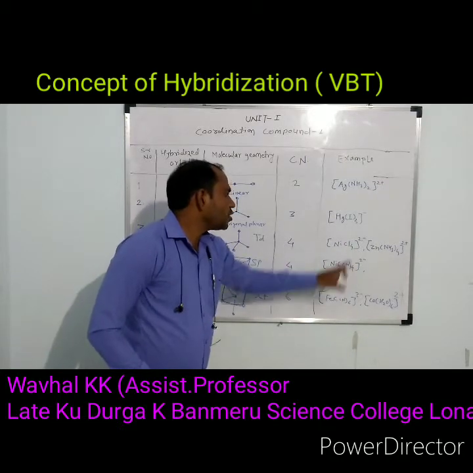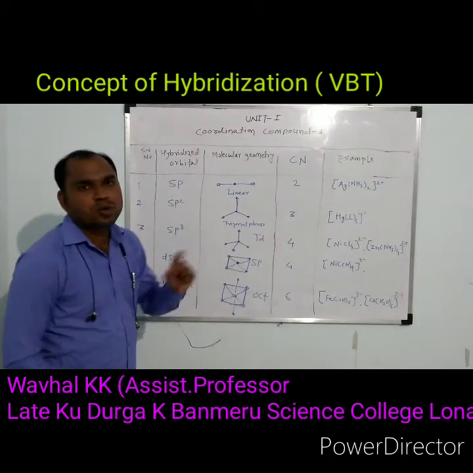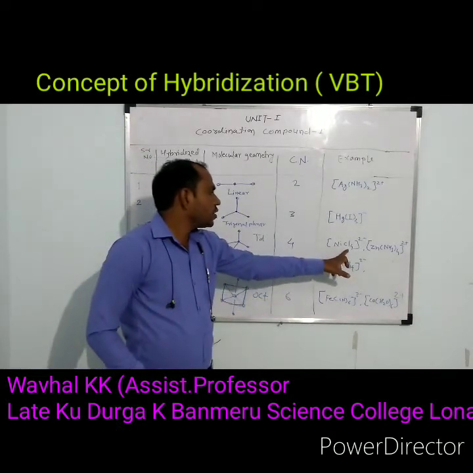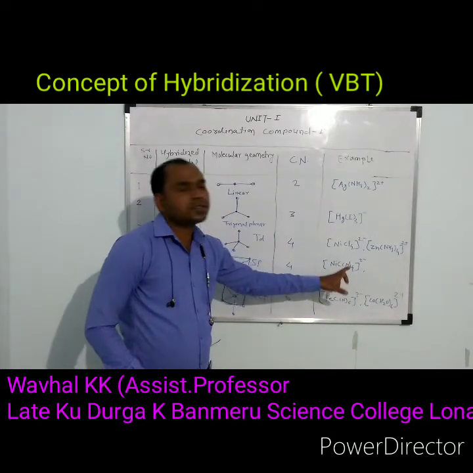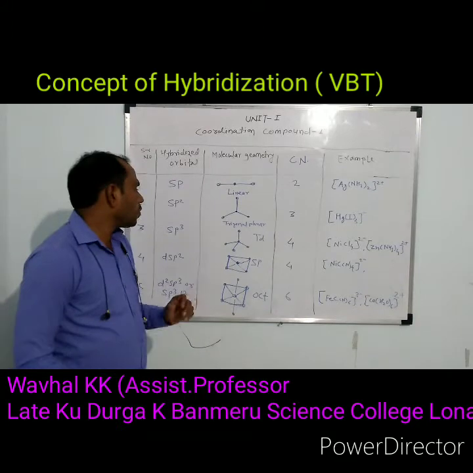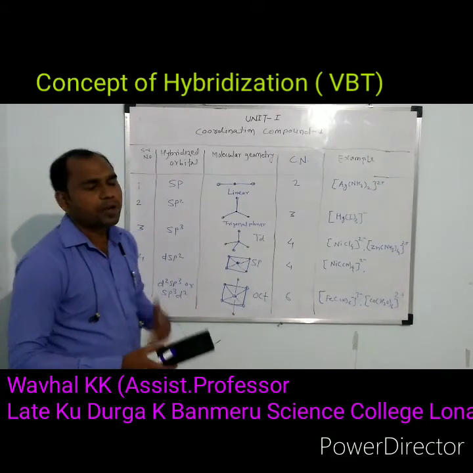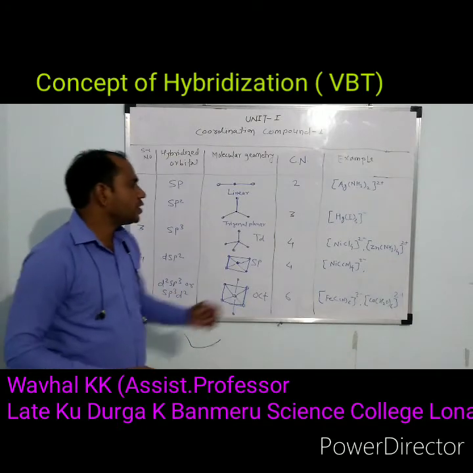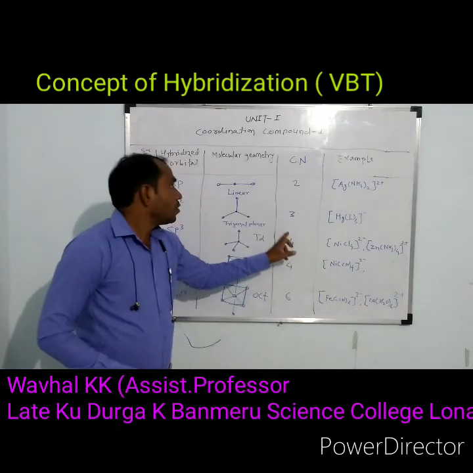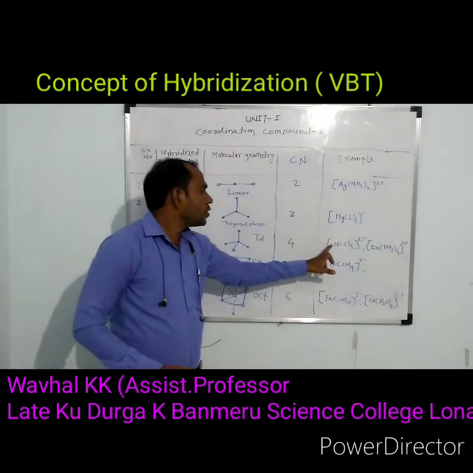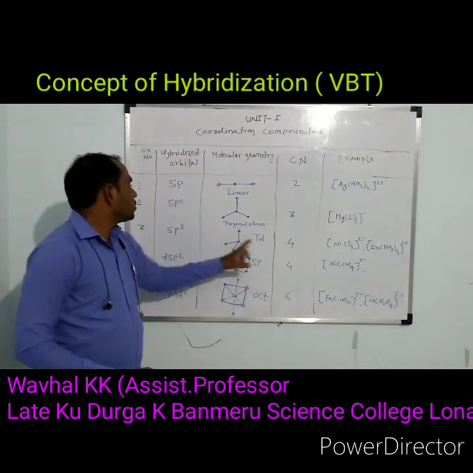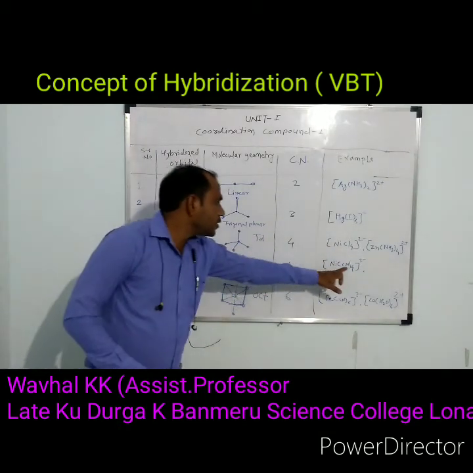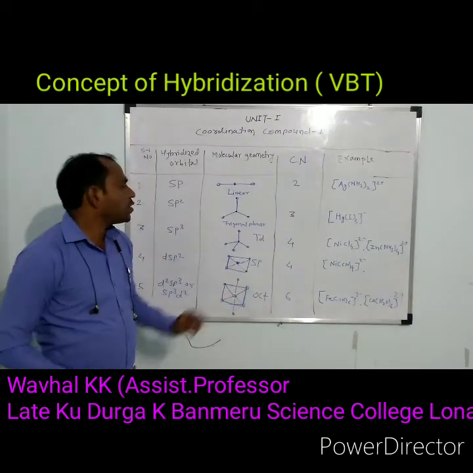[Ni(CN)4], what is the difference between the two, or why do they show different geometry? Because Cl is a weak field ligand and CN is a strong field ligand. Strong field ligands pair the electrons, and weak field ligands do not pair the electrons in an atomic orbital. Hence, this difference arises. Hence, NiCl4 shows tetrahedral geometry and Ni(CN)4 shows square planar geometry.